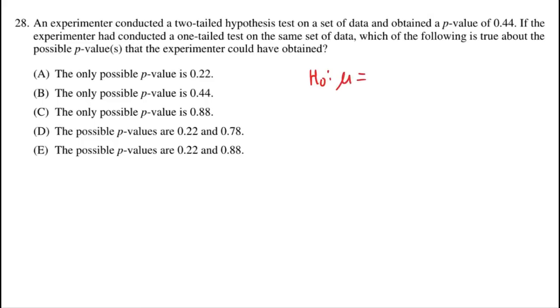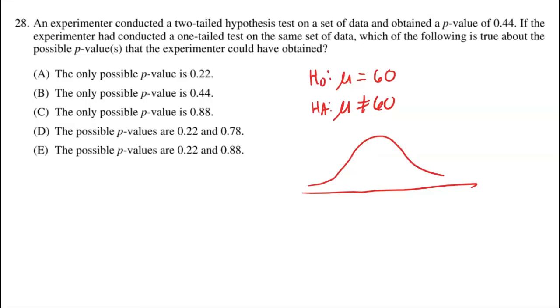So maybe the null was that the mean was 60. Again, just completely making that number up. And the alternative is that it is not equal to 60. Okay, that's awesome. Now, they tell us that the p-value based on this 2-tailed test was 0.44, which means that whatever their p-value was, they doubled it and got the 0.44. So if we're thinking about that p-value, what that means is this. That means that there was 22% on that bottom and 22% on the top. And again, that's that 0.44 split in half. They doubled their p-value to get that 0.44.